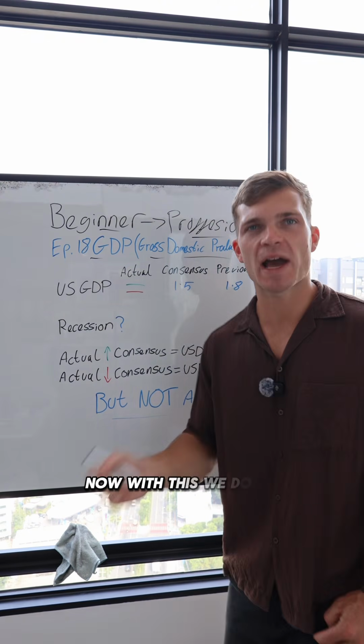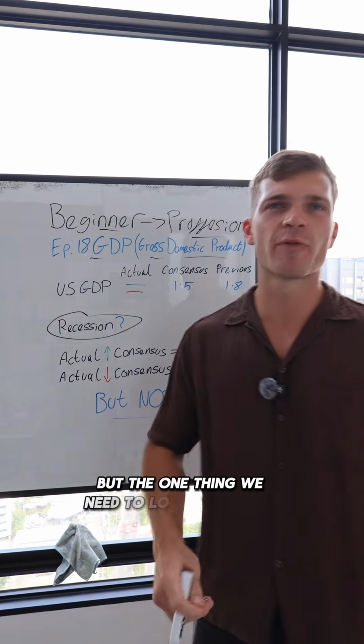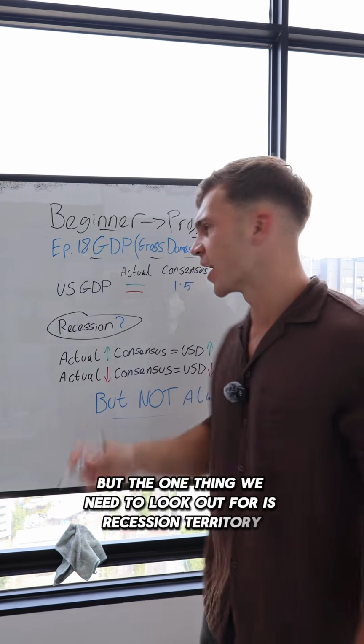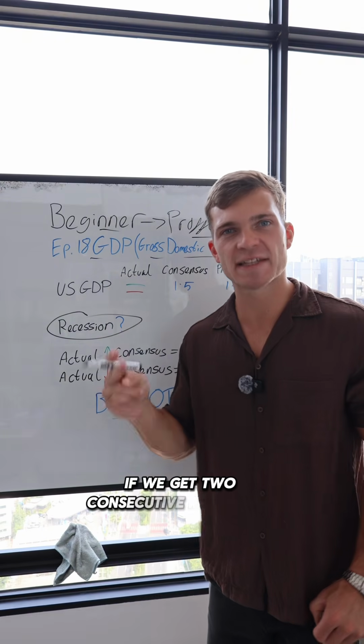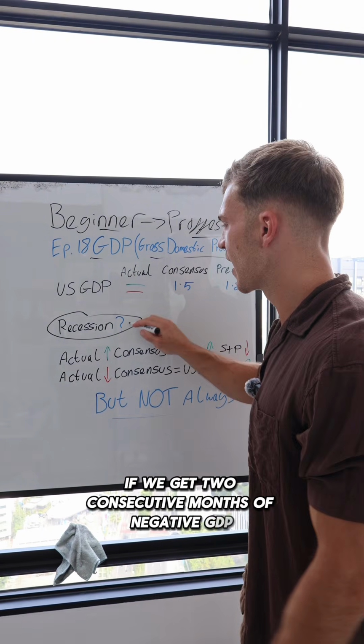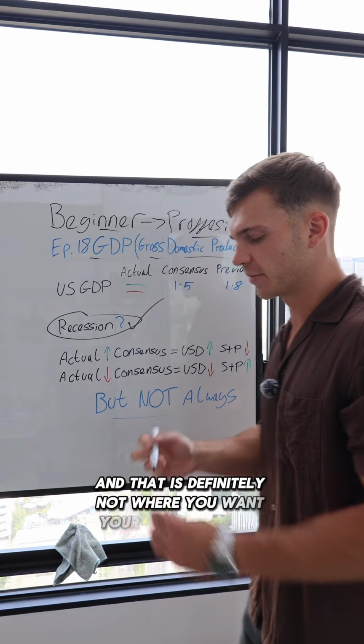Now with this, we don't have a specific target in mind, but the one thing we need to look out for is recession territory. When you're measuring GDP, if we get 2 consecutive months of negative GDP, this is a recession, and that is definitely not where you want your economy to be.